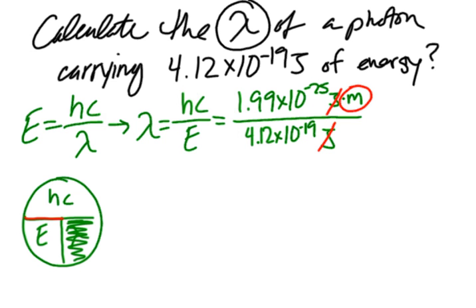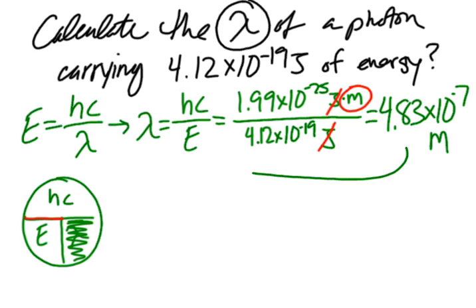If I do that real quick, calculate, I'm going to end up with 4.83 times 10 to the negative 7 meters. Now that's my wavelength in meters, but I want it to be in nanometers. You're always going to give me your wavelength in nanometers, just because I always give you your wavelength in nanometers when you're solving for energy.